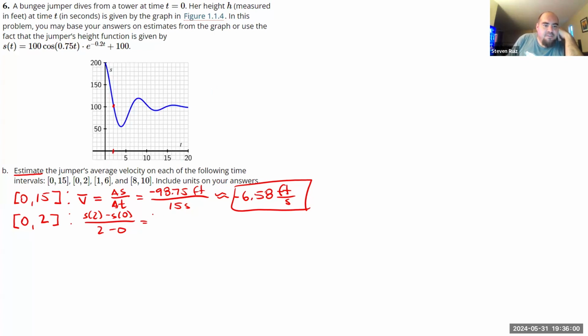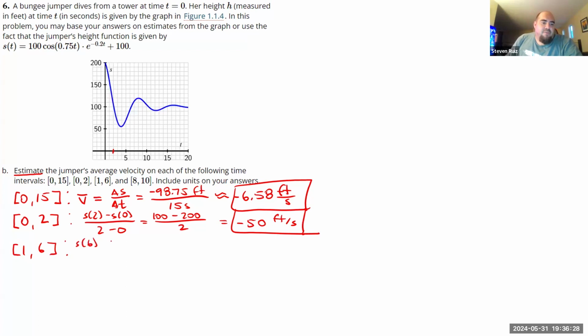So 100 minus 200 over 2. So that comes out to be negative 100 over 2. So negative 50 feet per second. So that's a much more significant speed. Next, 1 to 6. So what's happening from 1 to 6? And like I said, we can just take the structure of all these.